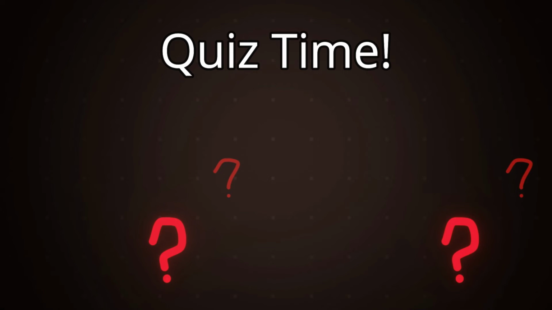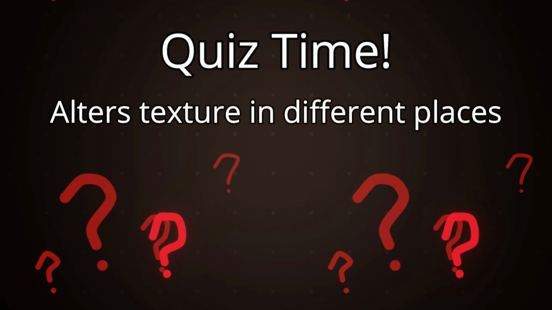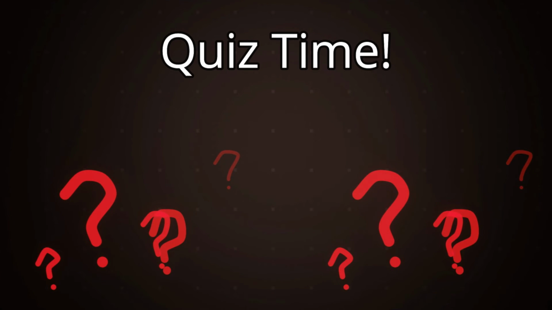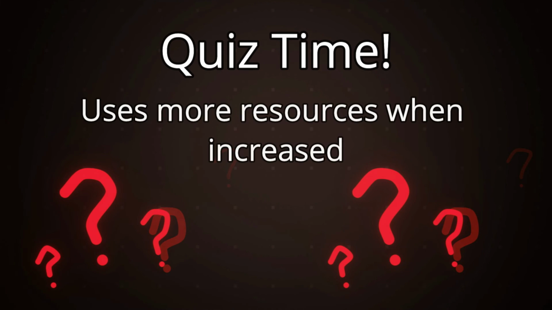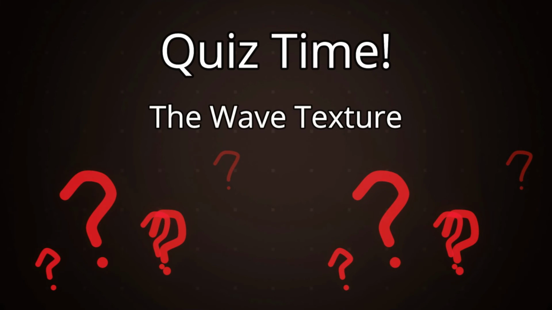Number 1, what does the distortion parameter control? The distortion parameter alters the texture so that it looks like it's been stretched and scaled randomly in different places. Number 2, how does the detail parameter affect performance? As I briefly mentioned, the detail parameter, when increased, will use up more computing power. So keep in mind that when you're increasing the detail in your procedural materials. Number 3, what texture is composed of lines by default? This would be the wave texture.